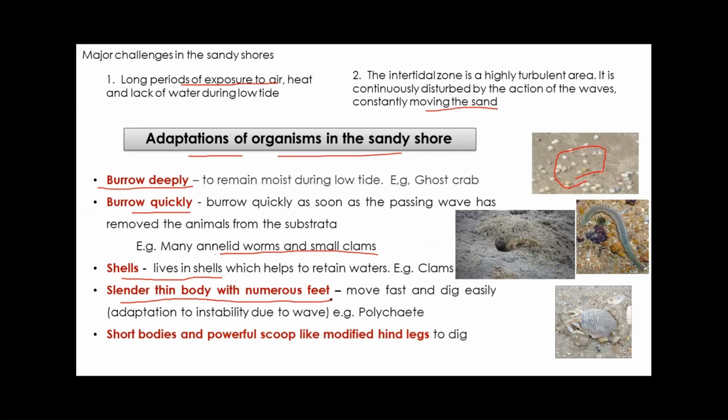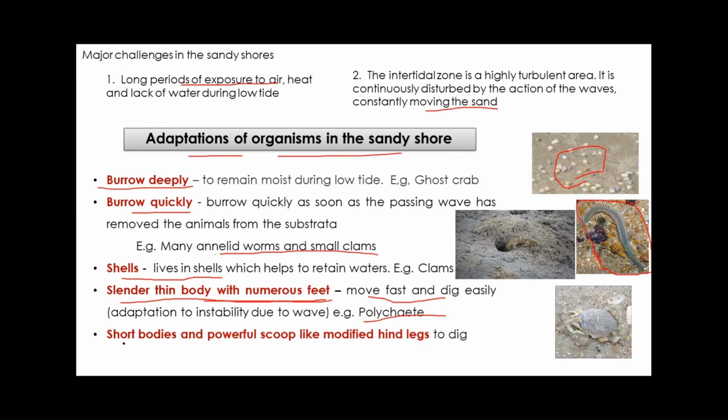Many organisms have adapted to the instability due to the wave motion in a way that they become thin, and then there are numerous feet. With the numerous feet, they can dig easily and go inside quickly. For example, in the case of polychaete, you can see one image of a polychaete I have put here. That's easy to imagine if you see the photo.